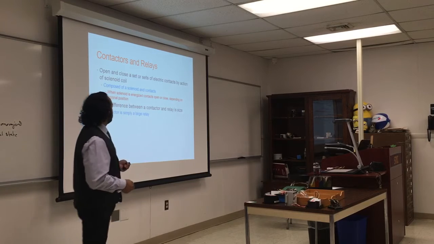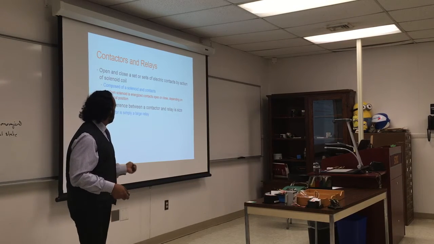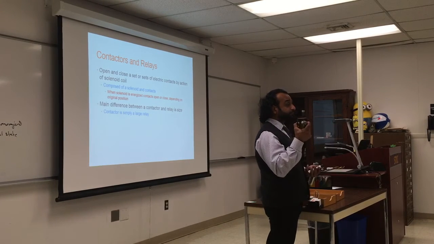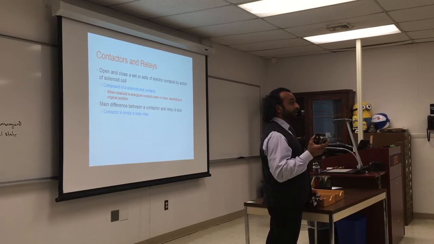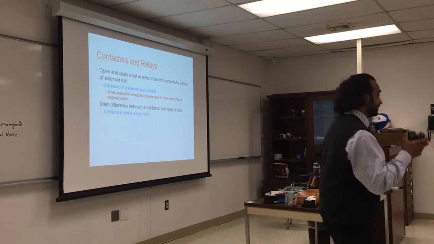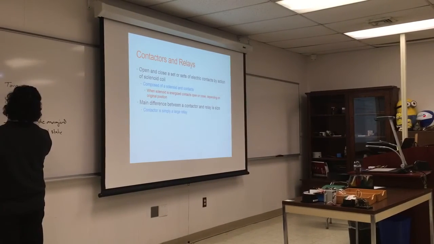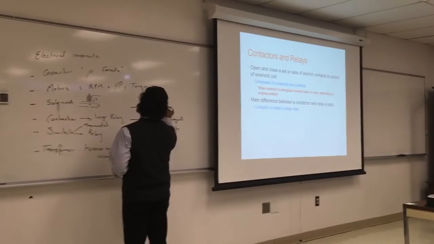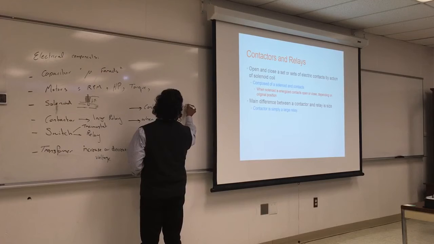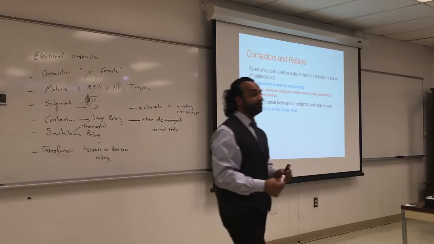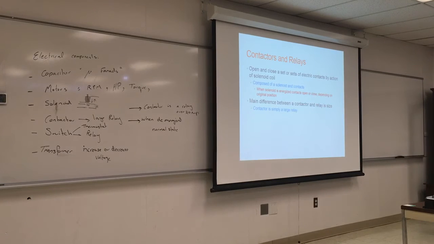The main difference between a contactor and a relay is the size. A contactor is simply a large relay, and it's usually the physical size, but if you get asked the question in an electrical test, a contactor is more than 20 amps. Write that down. It's going to be at least in the next quiz or in the final, because they love this question when they test you.